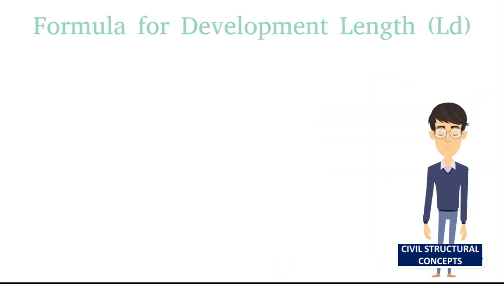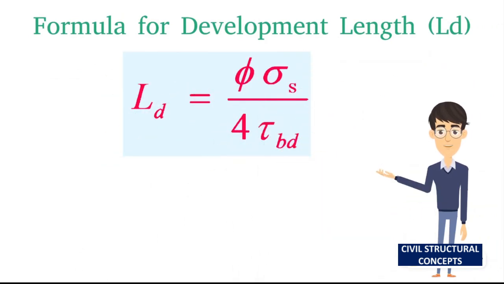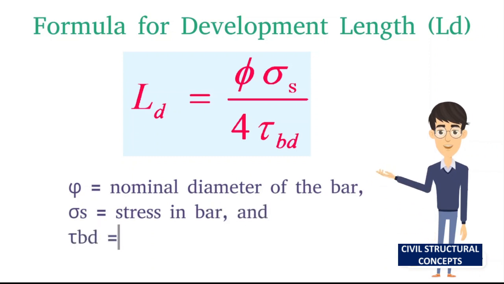bar. According to clause 26.2.1 of IS 456, development length, denoted as LD, is given by the formula LD equals phi multiplied by sigma s, divided by 4 times tau BD, where each term has specific meaning. Here, phi is the nominal diameter of the bar in millimeters, sigma s is the stress in the bar at the design load, and tau BD is the design bond stress between concrete and steel.